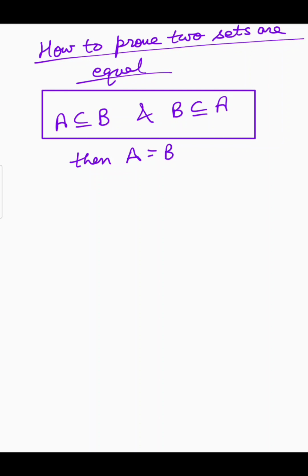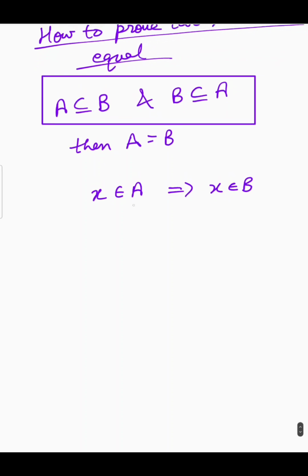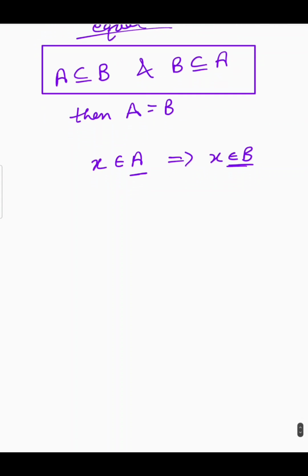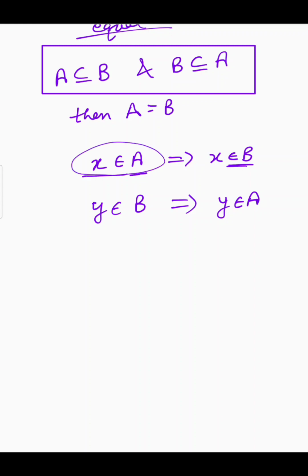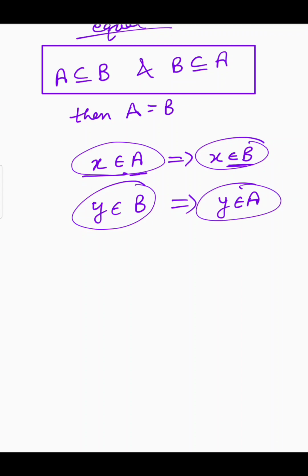See, if A is a subset of B, that means every element of A, x belonging to A, implies that x belongs to B, right? जो एलिमेंट A में होंगे वो एलिमेंट B में होने ही चाहिए, तभी तो A is a subset of B. और B is a subset of A, मतलब Y belonging to B implies that Y must belong to A. जो एलिमेंट B में होंगे वो एलिमेंट A में होने चाहिए. तो अगर जो एलिमेंट A में है वो B में है और जो B में है वो A में है, तो इसका मतलब क्या हुआ कि दोनों सेट इक्वल है.